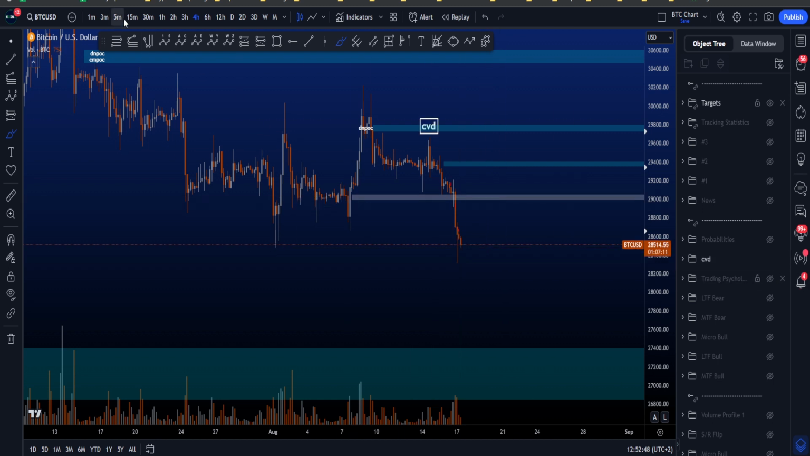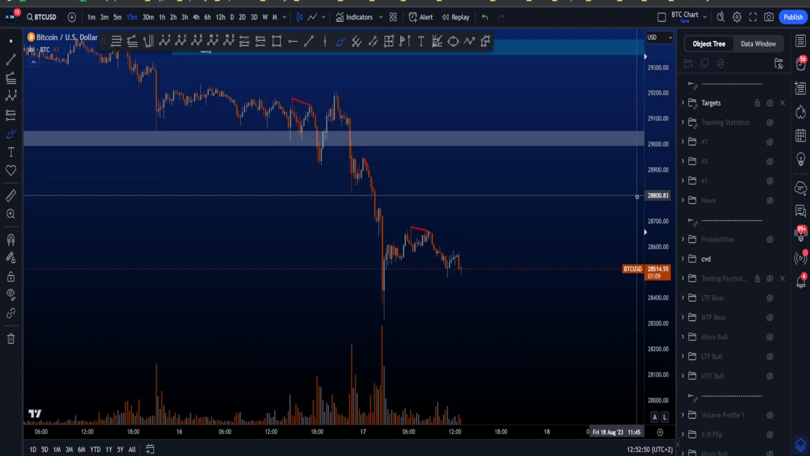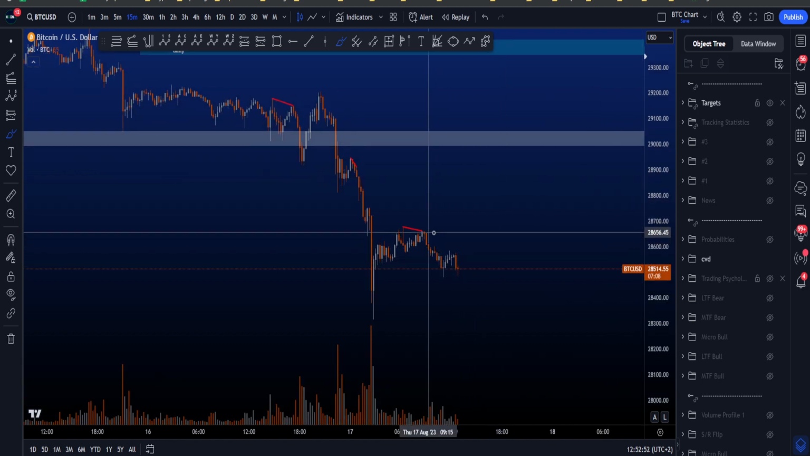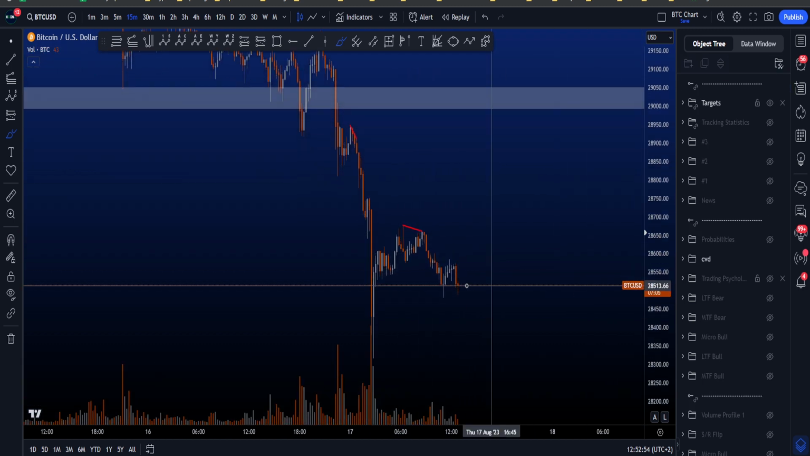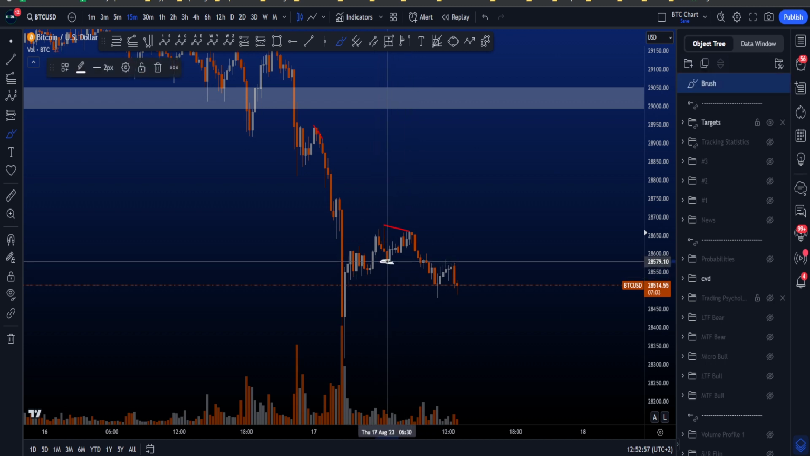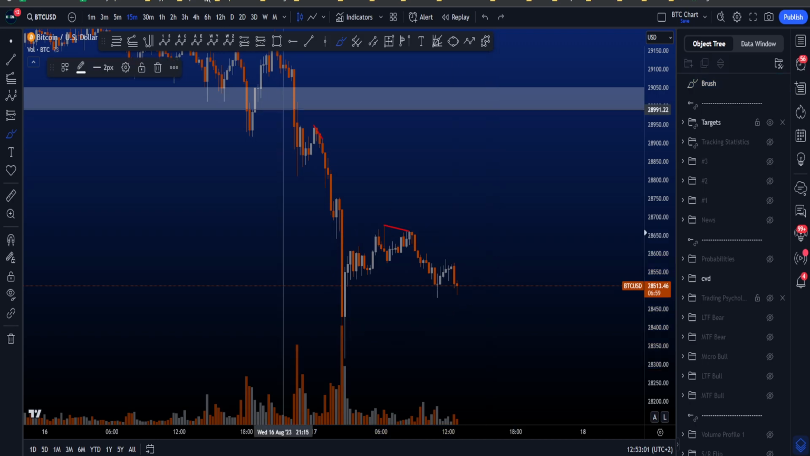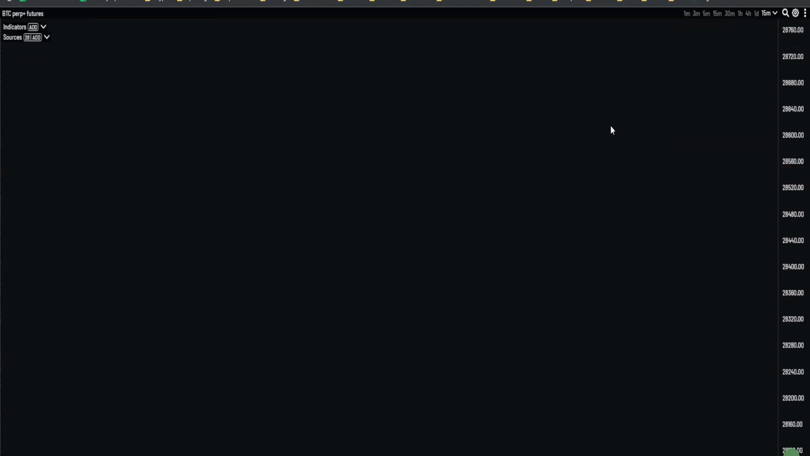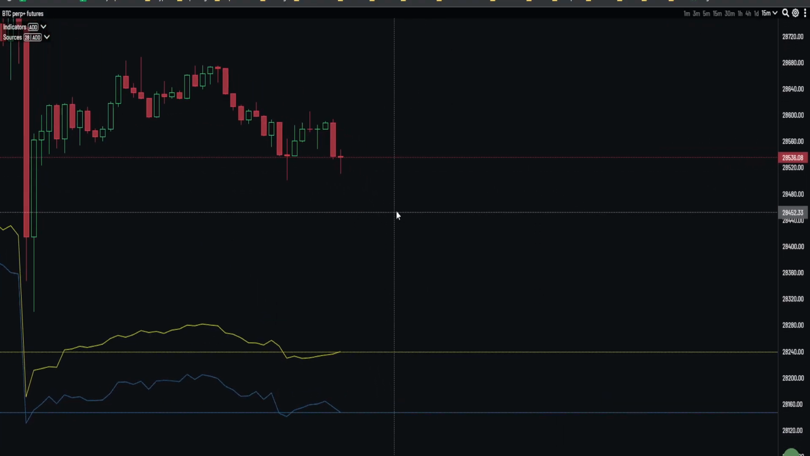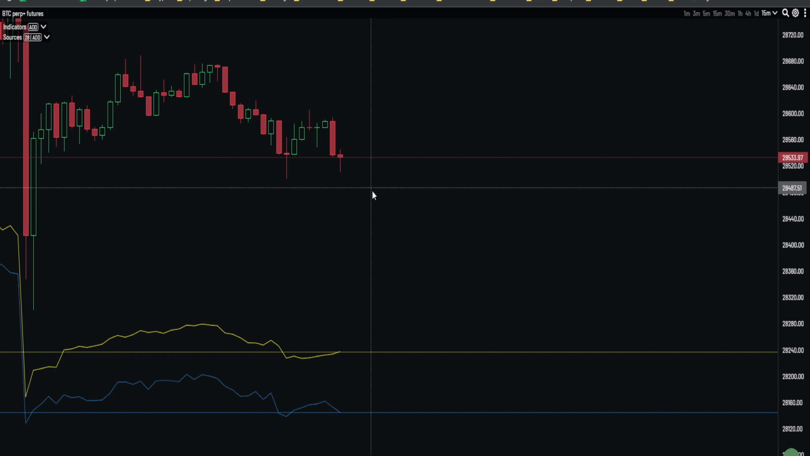If we look at the CVD divergences, then more locally we do have some bearish CVD divergences. We had them over here. They already played out as this low over here got taken, which was the target, so that's very nice. And at the moment, locally, it's quite neutral. This is the range over here. I'm on the 15-minute, and as you can see, there's not really any divergences going on.